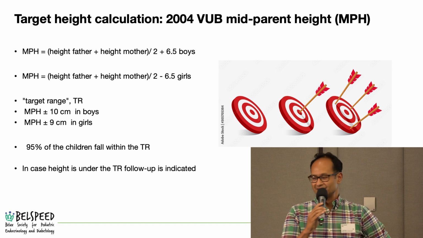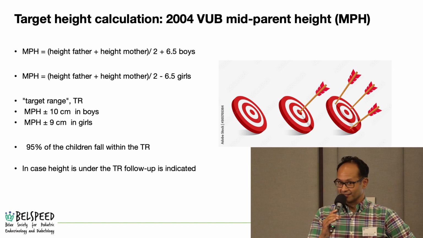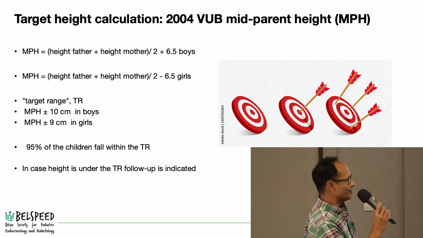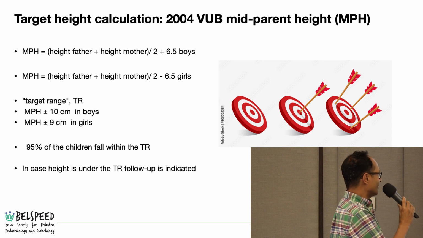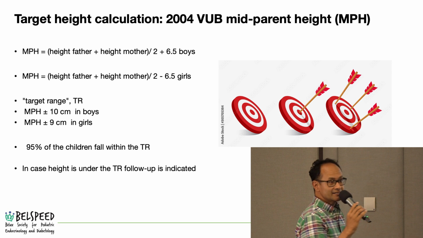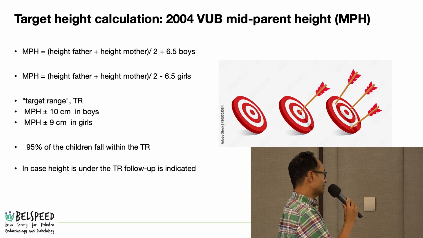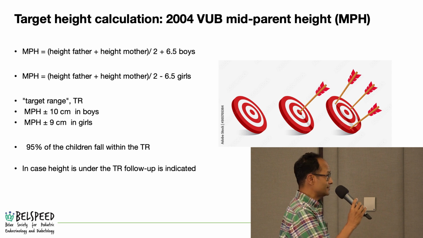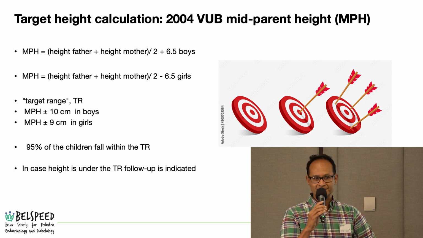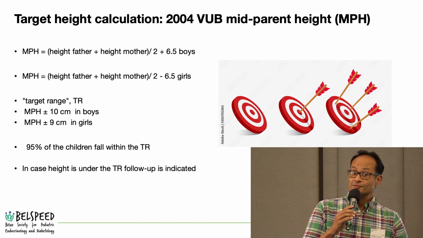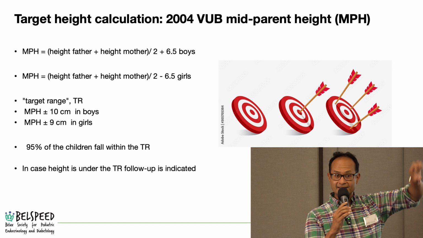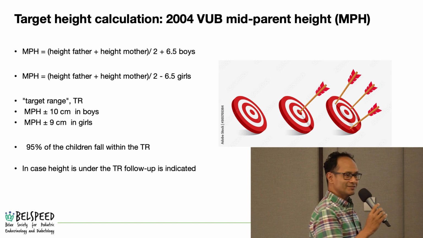But of course, as you see by the picture on the left, the bullet, there's a target, but you don't always hit the target. There is a range. So we work with target height range. And as you can see, that's a big range, actually, because the target height range in boys is plus or minus 10 centimeters. So that means that a family can have 2 boys, and their final height could be 20 centimeters apart. So that's always good to know when you're counseling patients or parents when you have them in your consultation room.